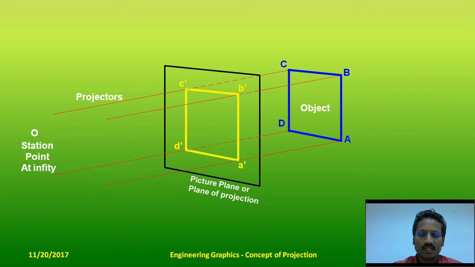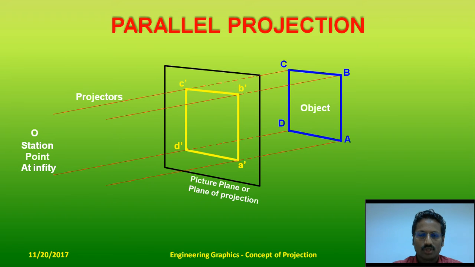Now here in this case, we will find that the projection A dash, B dash, C dash, D dash is going to be of the same size because the rectangular object is going to be parallel to the plane of projection. So these projectors which are drawn, which are parallel to each other, may be perpendicular to the plane of projection, in which case you call it orthographic projection. It could be inclined to the plane of projection, in which case you call it oblique projection. So this is a parallel projection.